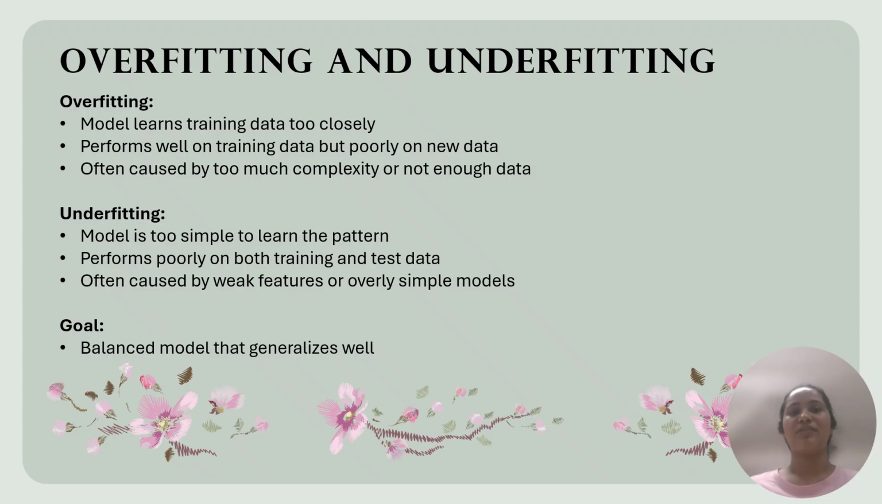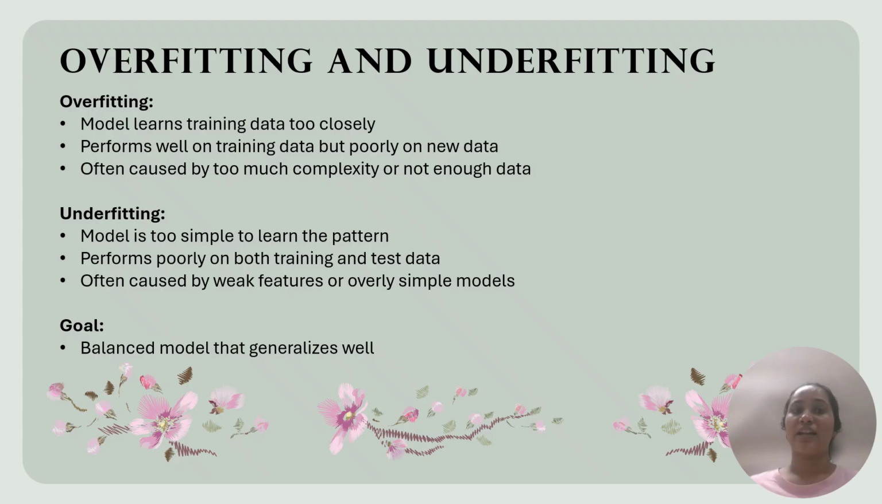For example, imagine a student who memorizes every question and answer for a practice test instead of understanding the concepts. This student may score perfectly on the practice test but perform poorly when faced with different questions on the real exam. That's exactly what happens with an overfitted model. On the other hand, underfitting occurs when a model is too simple to capture the underlying patterns in the data. In this case, the model performs poorly on both training data and test data because it has not learned enough information to make accurate predictions.